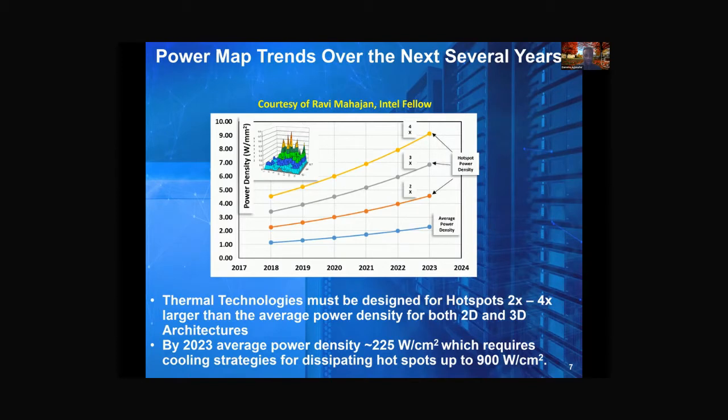And so therefore, if you look at our trend, by 2023, we're looking at up to 900 or close to 1 kilowatt per square centimeter. So there's a huge motivation to come up with very aggressive cooling strategies in the next several years.